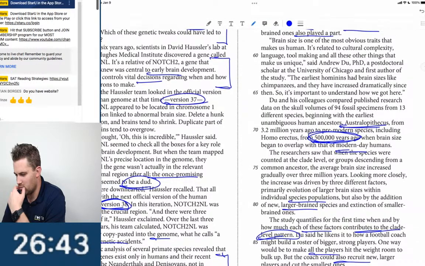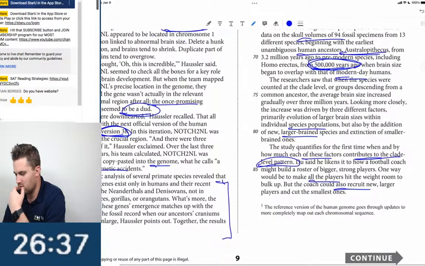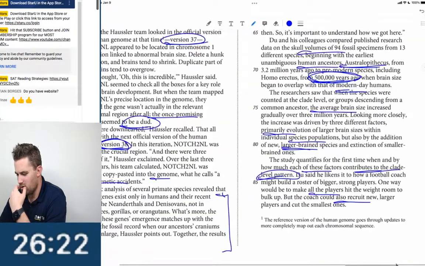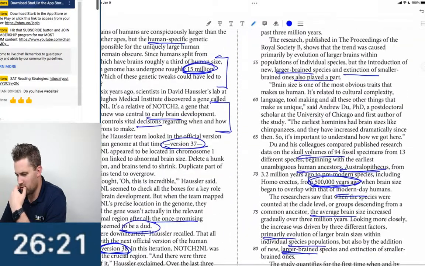From full volumes of 94 being able to release unambiguous human ancestors. Primarily evolution of larger brain, but they just have new larger brain species. I think it should be along those lines, right? What are those lines? I don't know, guys. This one's hard.